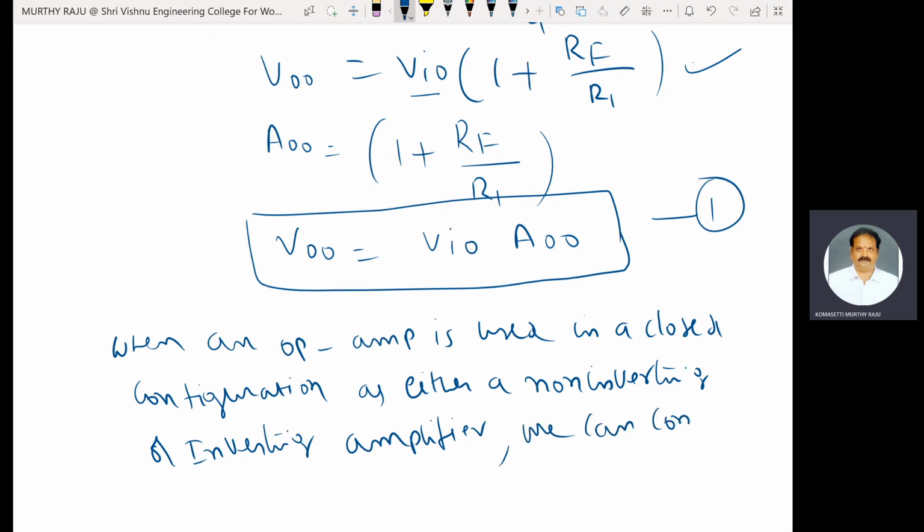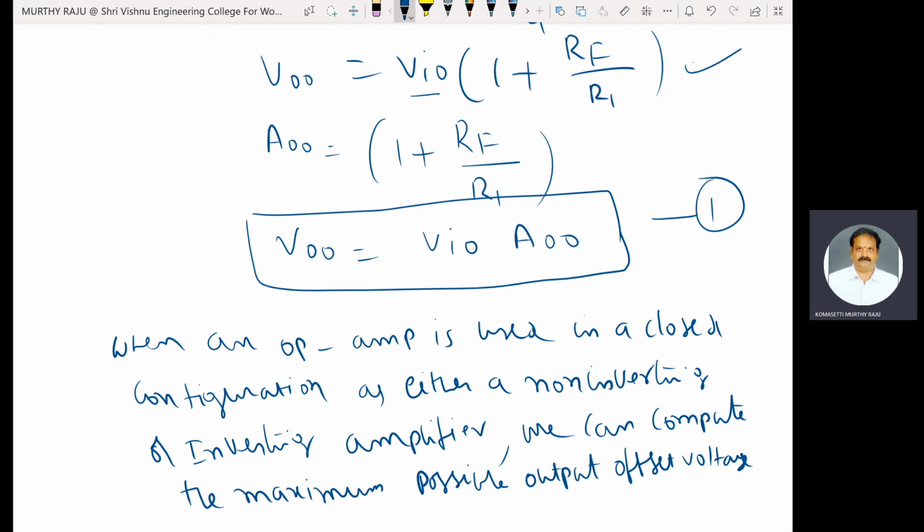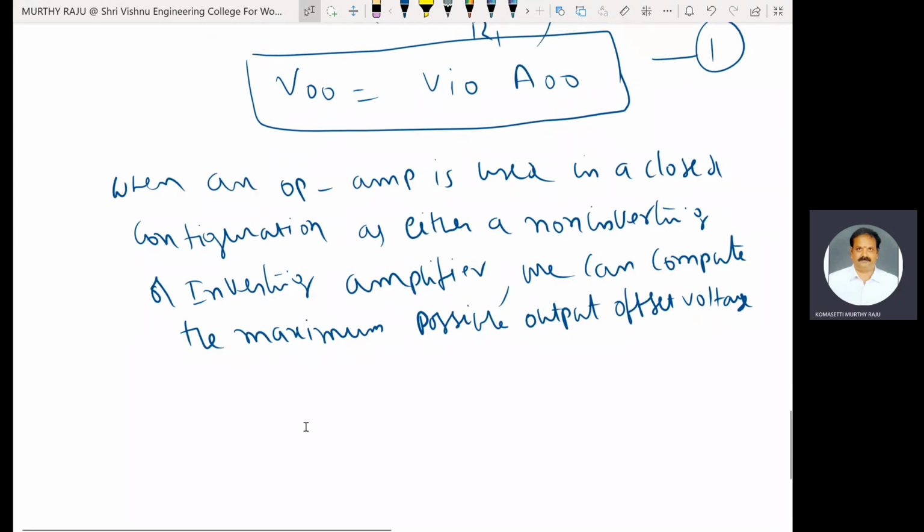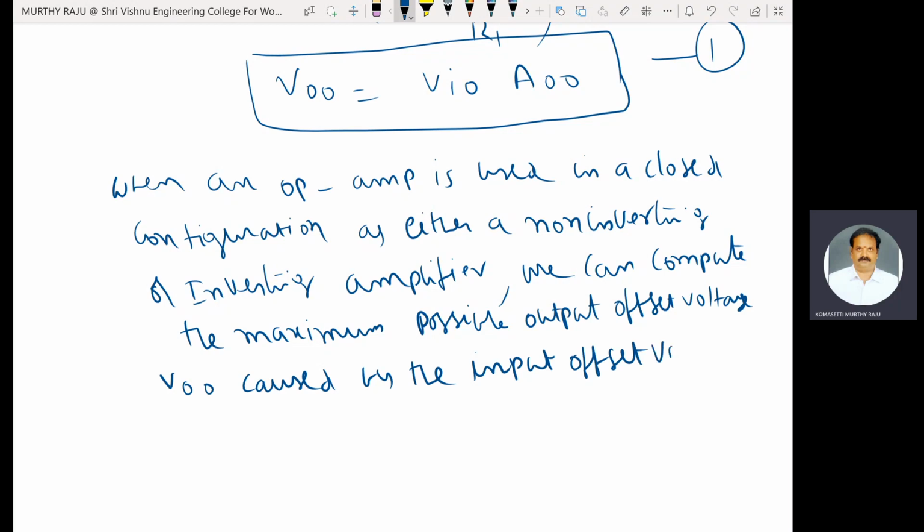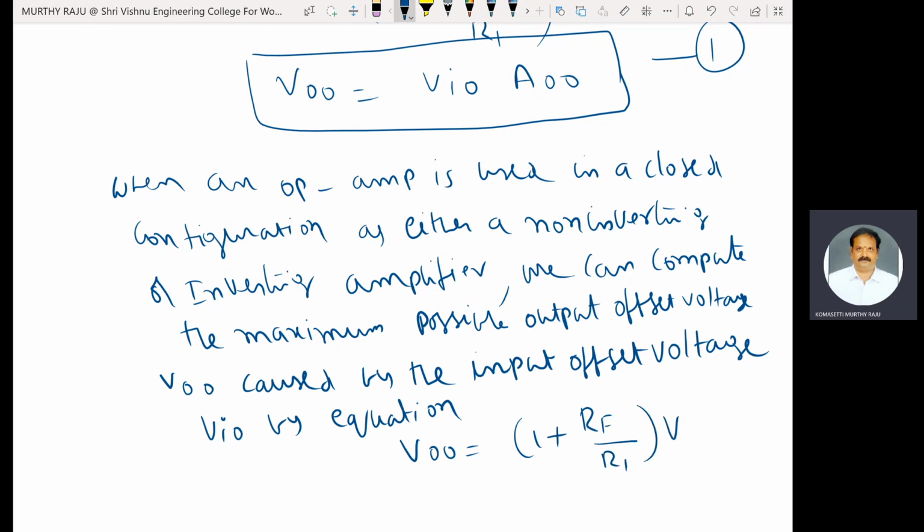we can compute the maximum possible output offset voltage V00 caused by the input offset voltage VIO by the equation V00 is equal to 1 plus RF by R1 into VIO.